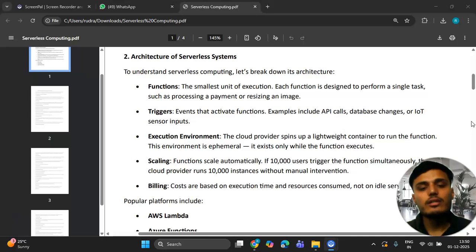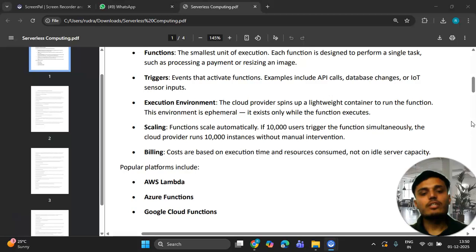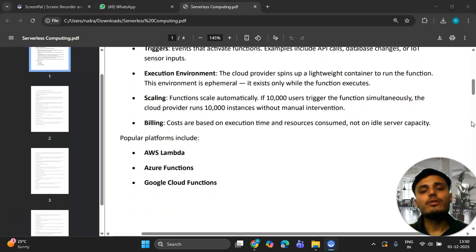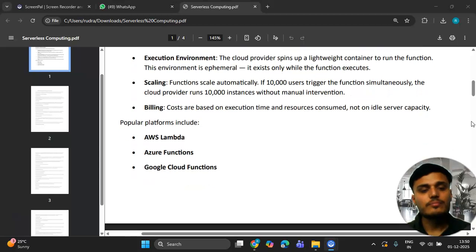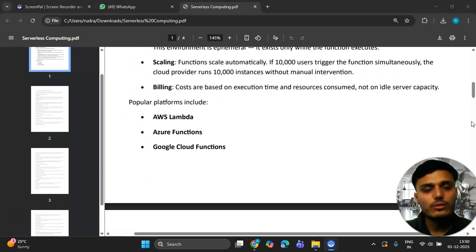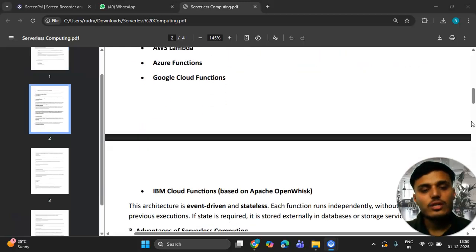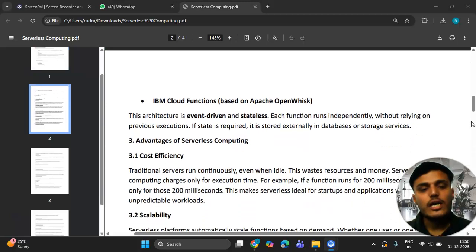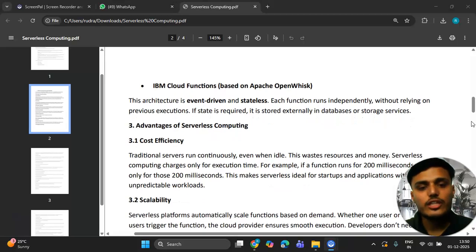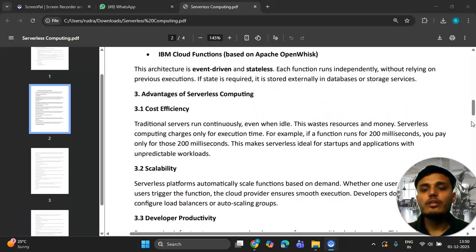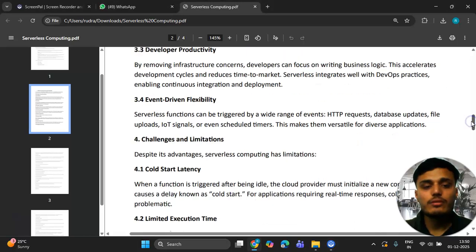This environment is temporary. As for scaling, functions are scaled automatically. If 10,000 users trigger the function simultaneously, the cloud provider runs 10,000 instances without manual intervention. Popular platforms include AWS Lambda, Azure Functions, Google Cloud Functions, and IBM Cloud Functions. The architecture is event-driven and stateless. Each function runs independently without relying on the previous one.